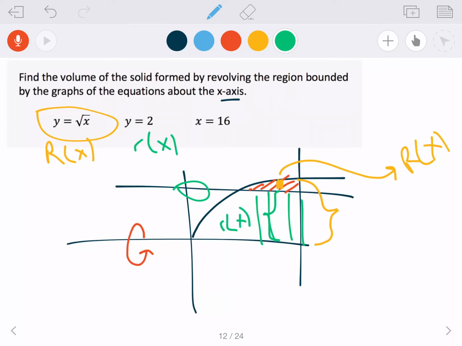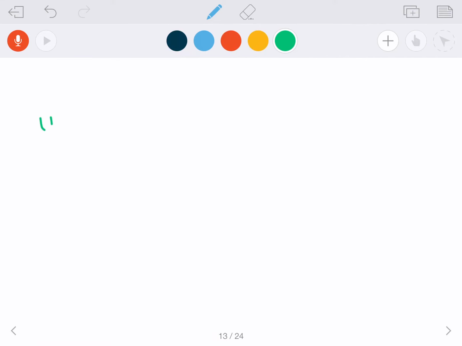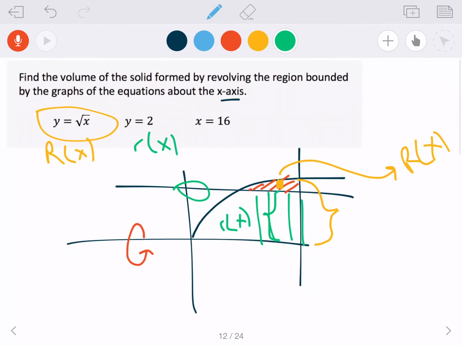So now when I get ready to set up my integral, this is going to be pi times the integral from, where were we? I need to know what that intersection point is. I need to know what a is. So where will y equals 2 equal y equals the square root of x? I'm going to say that's when x is equal to 4. Square root of 4 would give me 2.